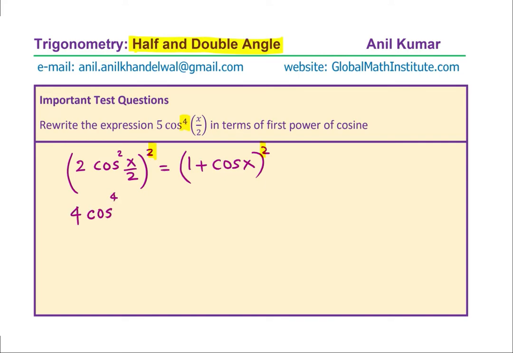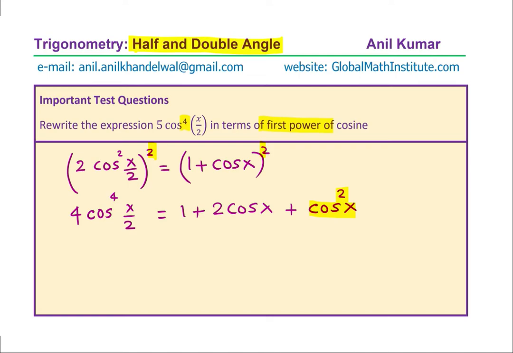cos to the power of 4 x by 2 equals, now here you can say a plus b whole square is a square plus 2ab plus b square. So we get 1 plus 2 times cos x plus cos square x. Now, this is cos square x. We need first powers. So we need to work on this particular term once again, right?